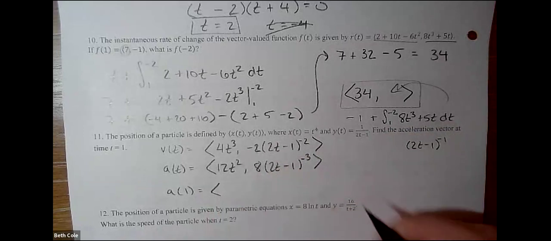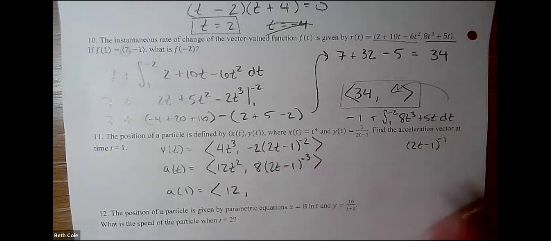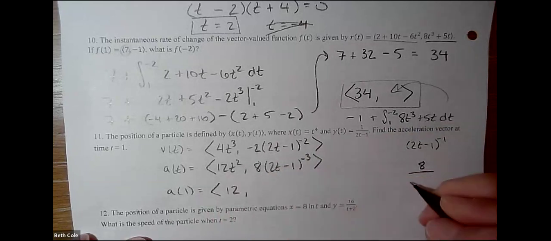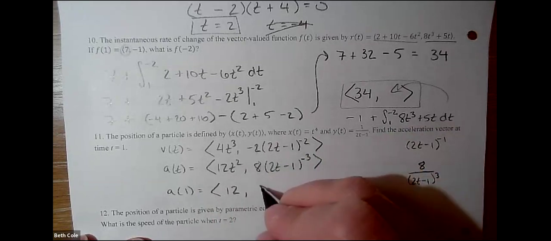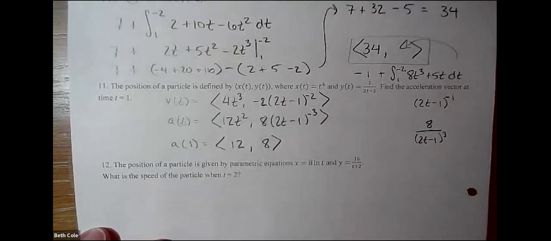And then lastly, we're going to plug in 1. So the first part would just come out to be 12. And then here, so again, margin problem. This is really 8 over all of that stuff to the third. So if I plug 1 into that, well, conveniently, 2 minus 1 is 1, and 1 cubed is just 1. So the whole thing actually just came out to 8. So kind of dodged a bullet there.